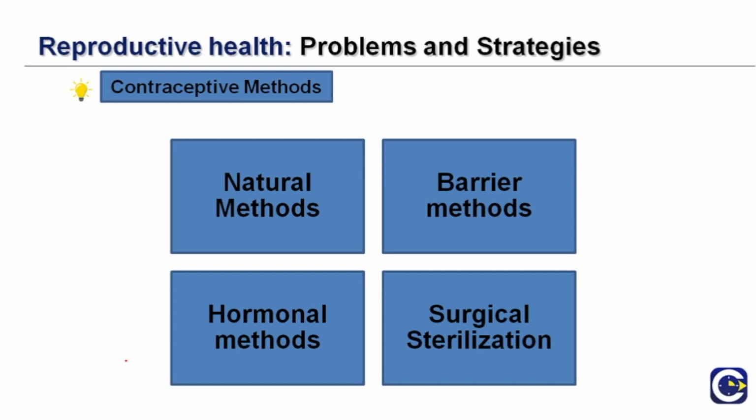So there are majorly 4 categories of contraceptive methods. The first one is natural methods. The second one is barrier methods. The third one is hormonal methods, and the fourth one is surgical sterilization. And we will go through each one of these methods one by one. To start with, we will first start with the natural methods.